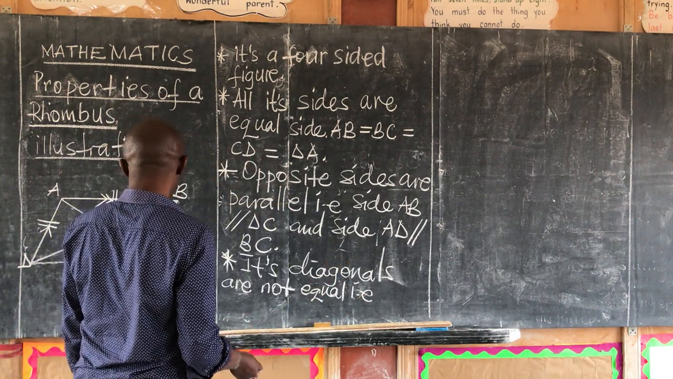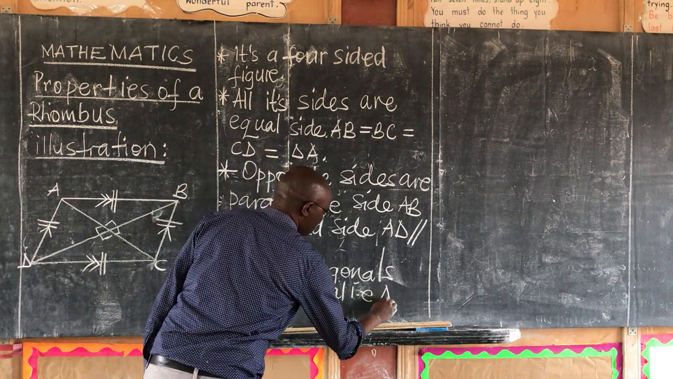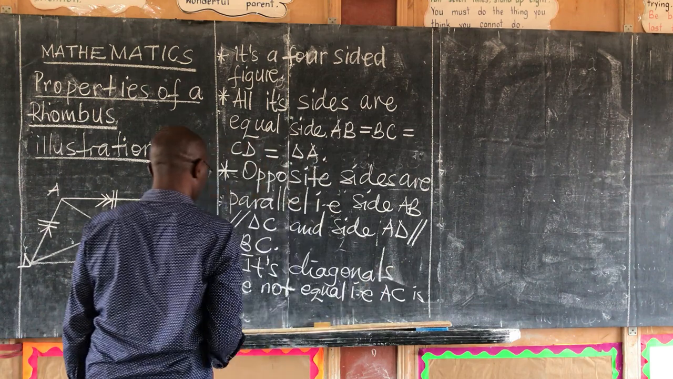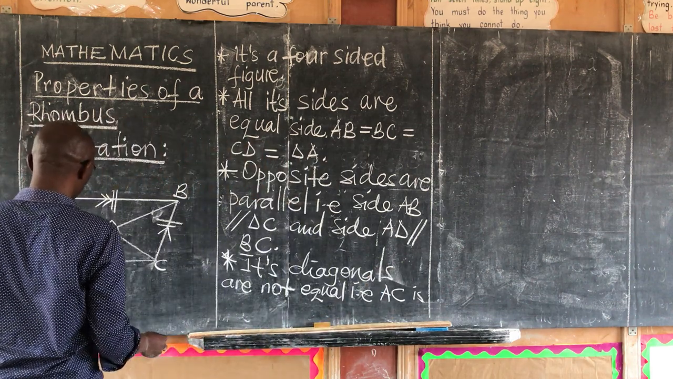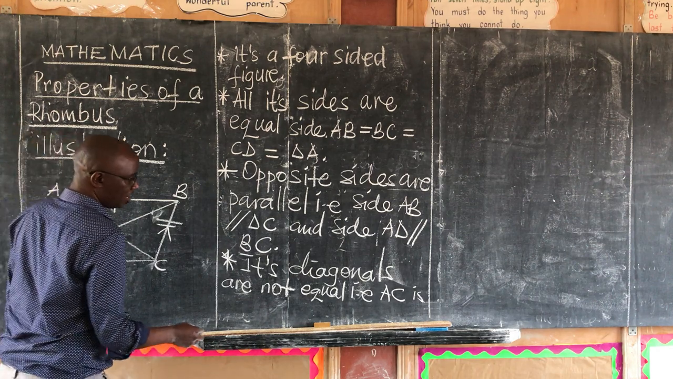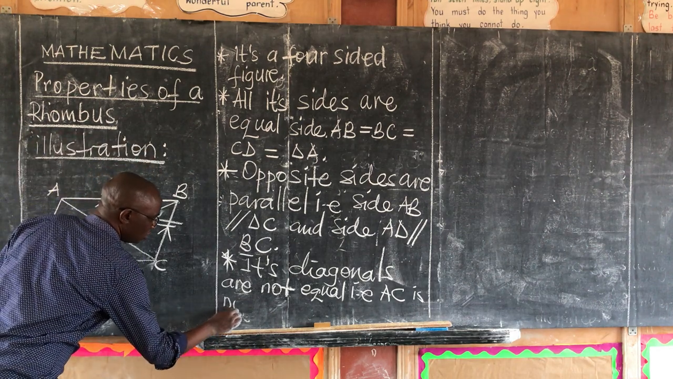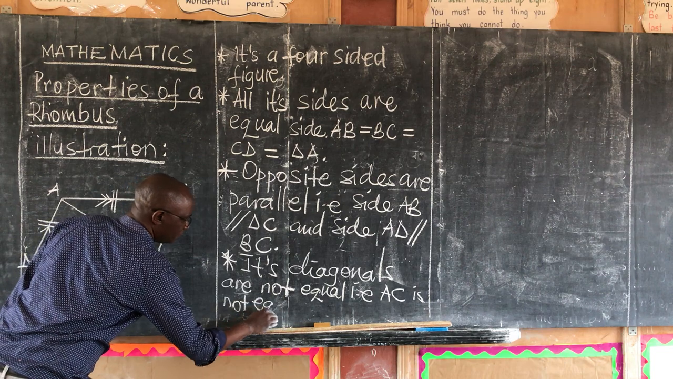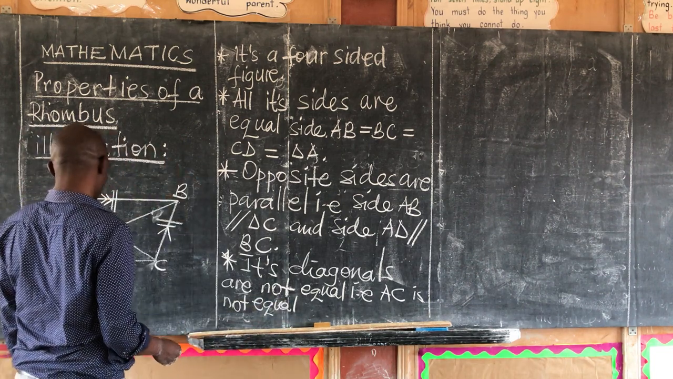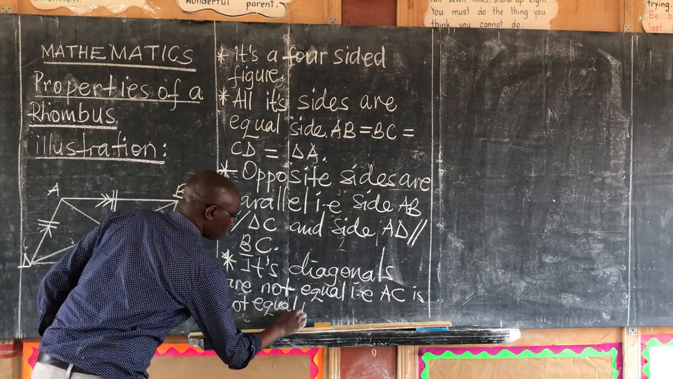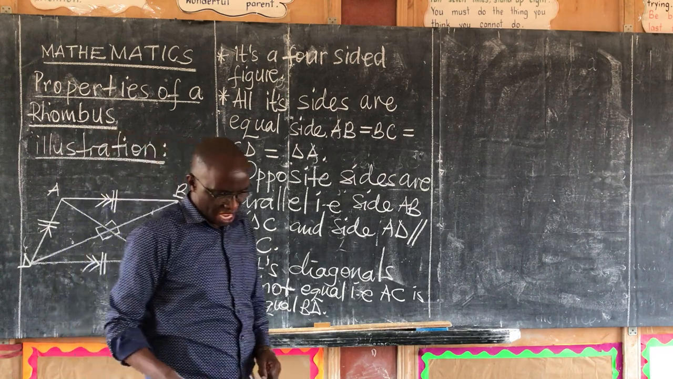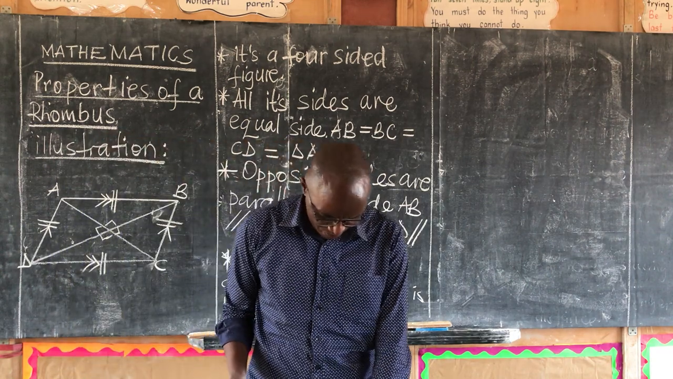That is to say, diagonal AC is not equal to diagonal DB. Is not equal to diagonal BD. So the diagonals of a rhombus are not equal.